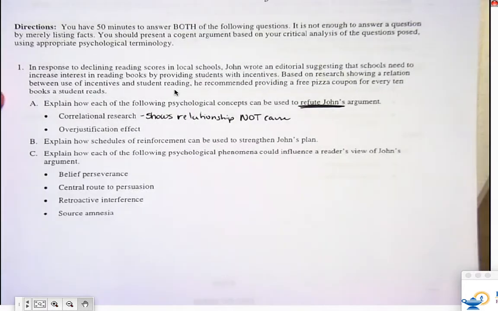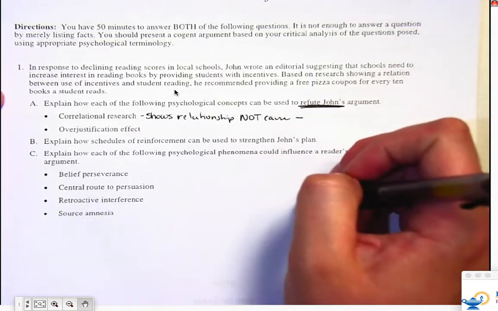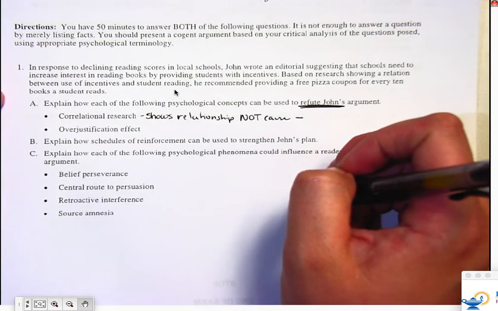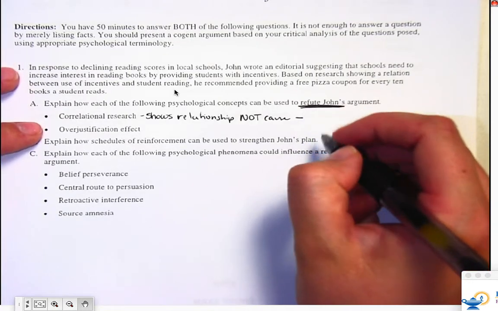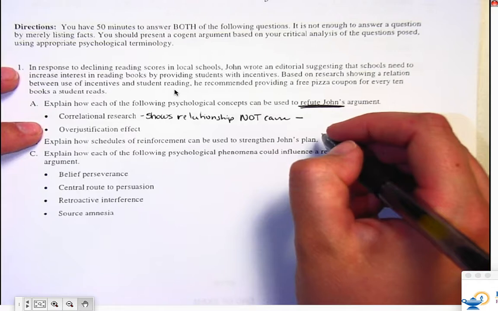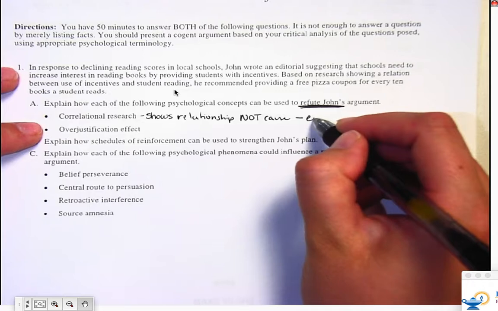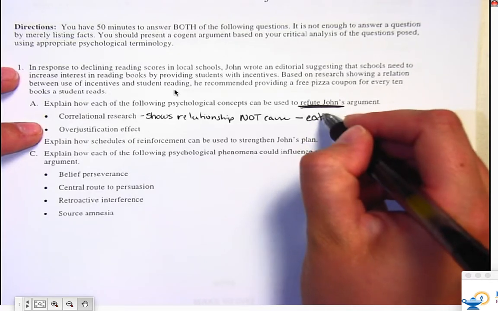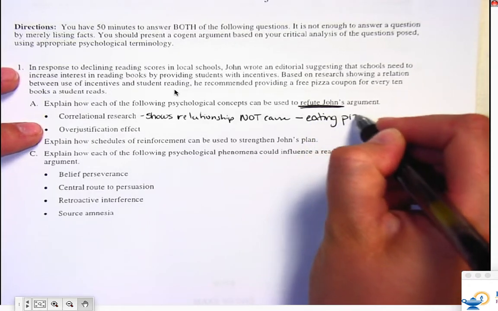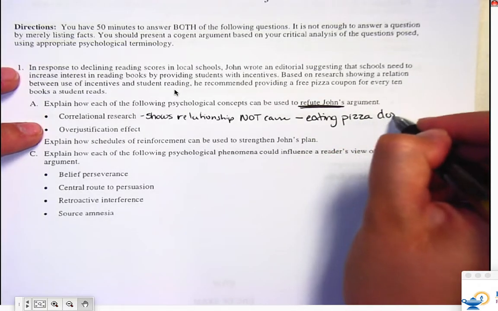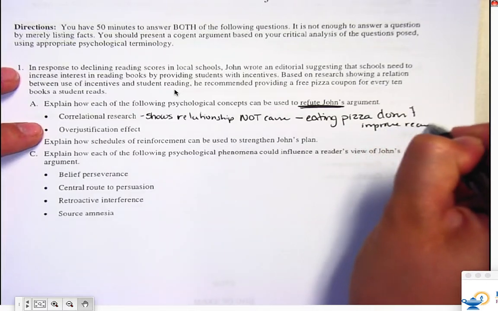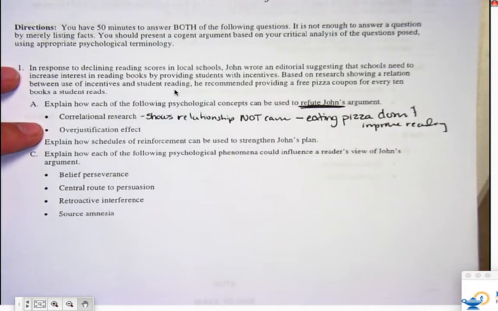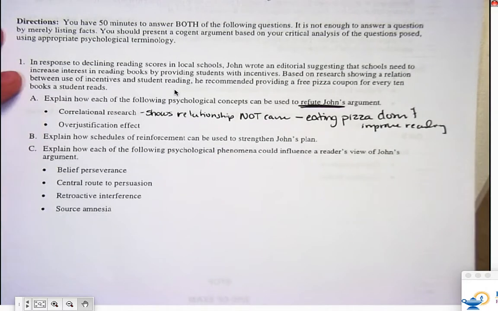How could we use this to refute John's argument? Noah? You can absolutely say that, but you're not going to score a point. Saying that every 10 books they read, pizza isn't the best motivation. Eating pizza doesn't improve reading. Correct? There you go. All right, over-justification.